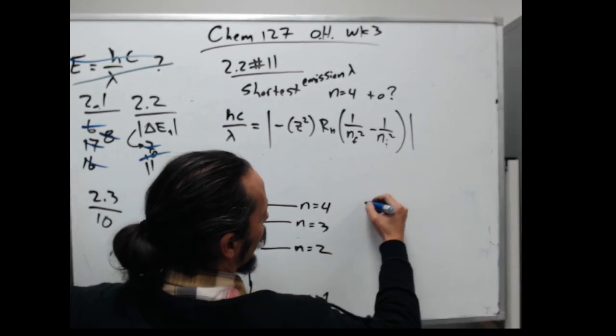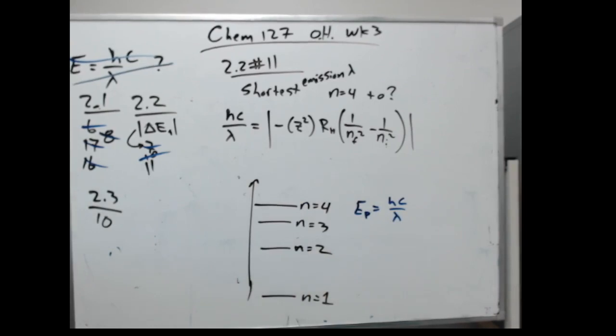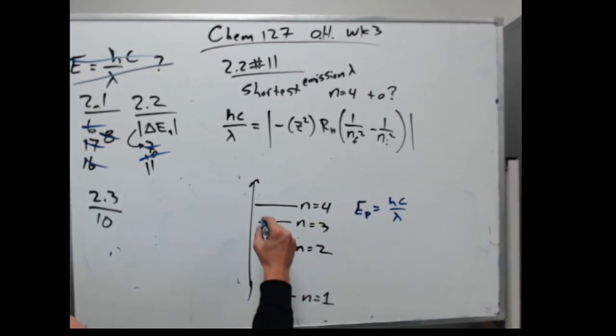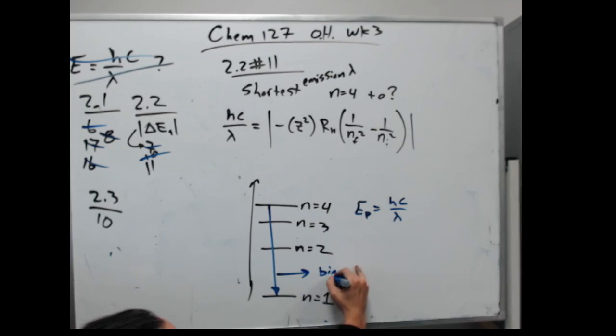Quick thing, I'm going to write this equation down to help us think of it. Is the shortest wavelength going to be the biggest change in energy or the smallest change in energy? Thumbs up for big, thumbs down for small. Energy of the photon, inverse relationship. So if we want the smallest wavelength, we want the biggest energy change. Right? So this would be big energy.